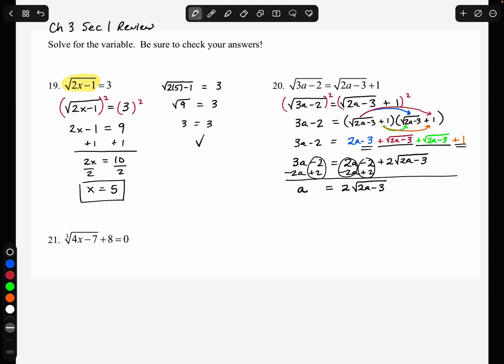Now is where you have to make a decision, and there's a couple different ways to do this. Usually we're trying to get the square root by itself. So if you are trying to get the square root by itself, you can divide each side by 2 first. So we'll have a divided by 2 is equal to the square root of 2a minus 3. And now that we've isolated the radical, we're going to actually have to square it again.